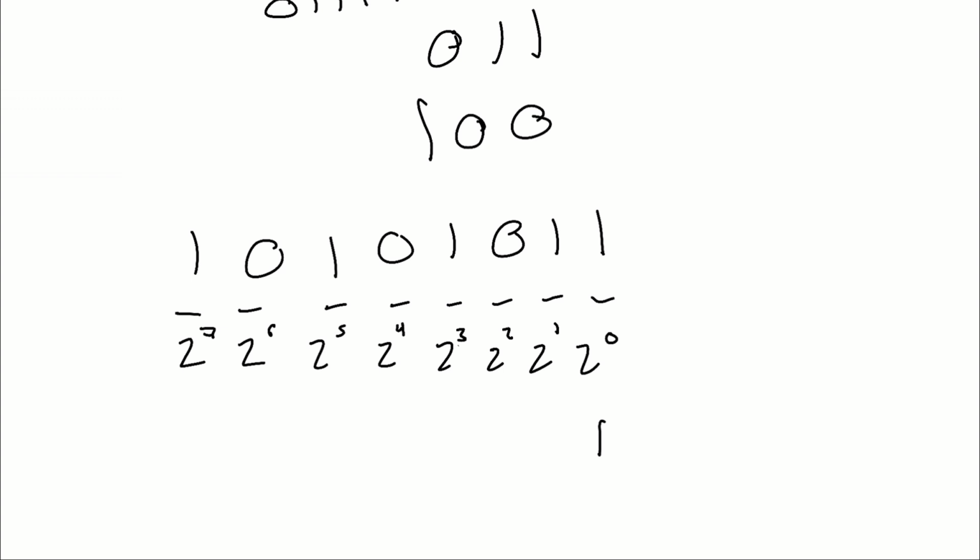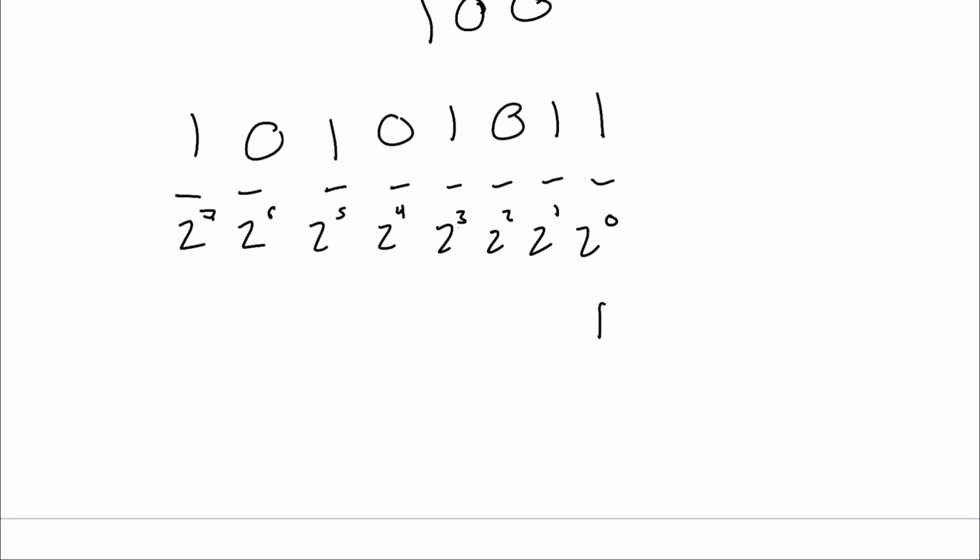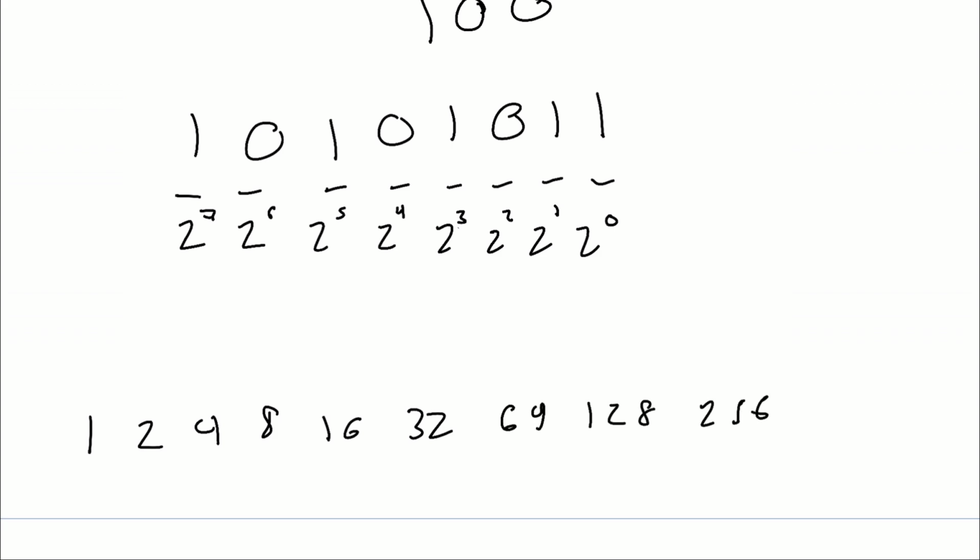2 to the 1 is just 2. Let's compute these powers first, which frankly you should know by now by memory. So 1, then 2, 4, 8, 16, 32, 64, 128, 256, and 512. And I think we have enough now. So this is 2 to the 0, 2 to the 1, 2 to the 2, 2 to the 3, 2 to the 4, 2 to the 5, 2 to the 6, and 2 to the 7. That's as many as we need.